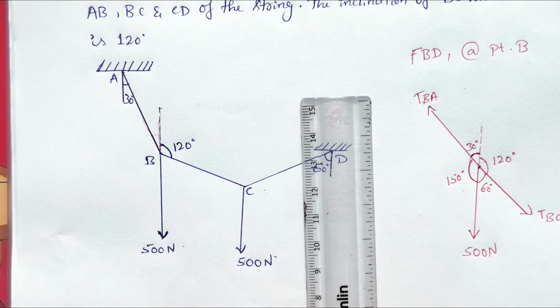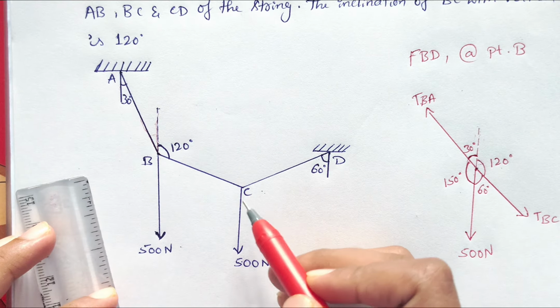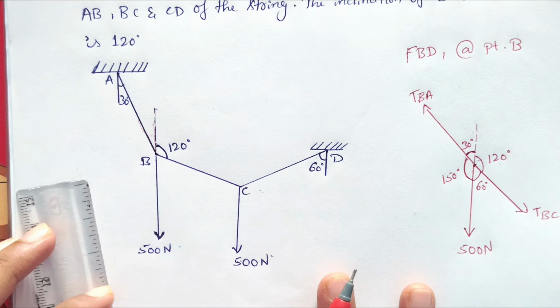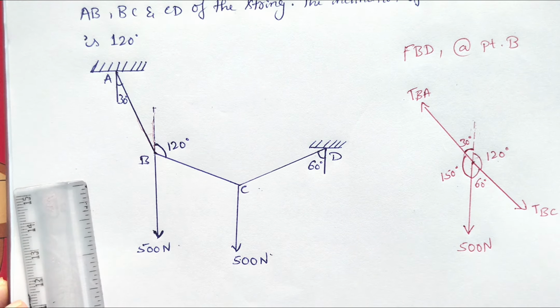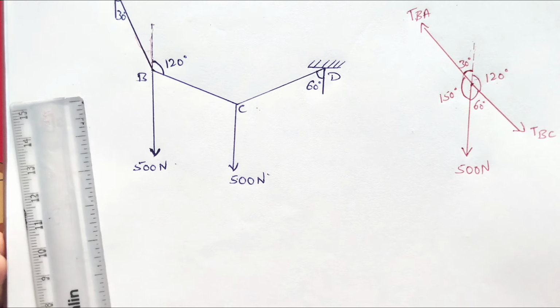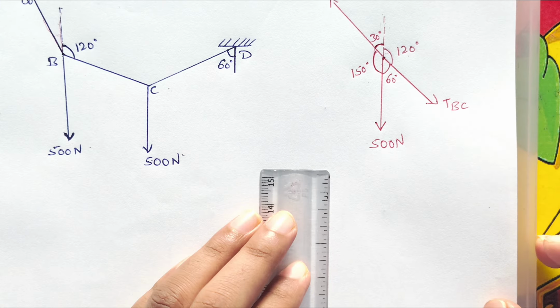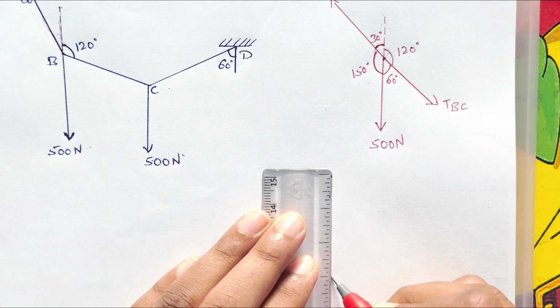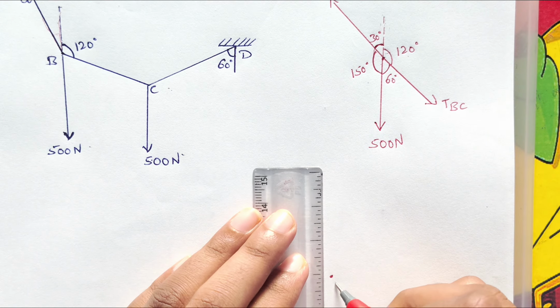Okay, so next, this is at point B. Next, for point C, we have to do the same. If you want, I will draw it here only. Then we can apply Lami's theorem. Correct? Okay, so this is point C.